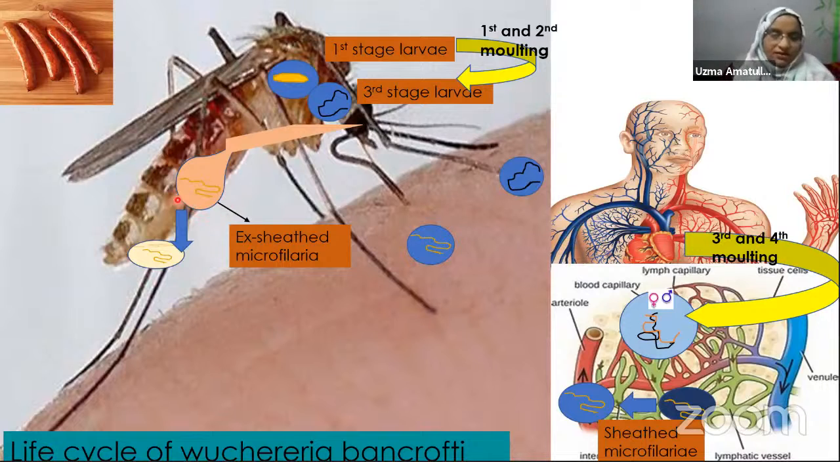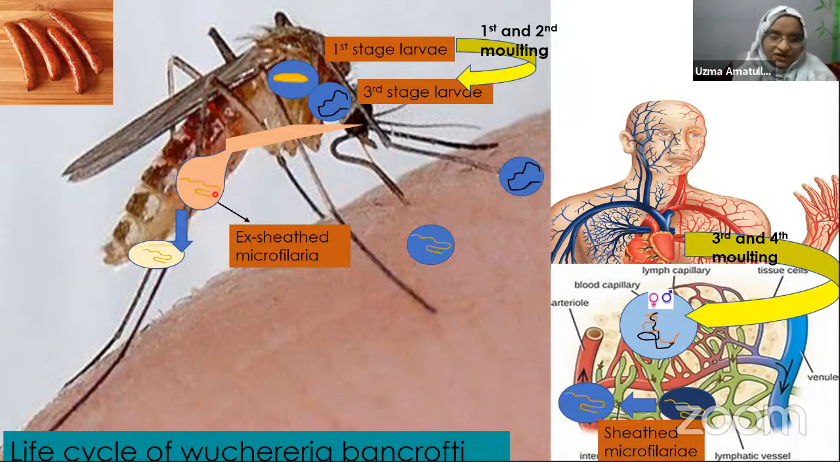That is the alimentary canal of the mosquito. Alimentary canal is called the gut also. So here, this is the midgut. Mid means middle part. Now here, this is the midgut. So in the midgut of the mosquito, this larva enters.